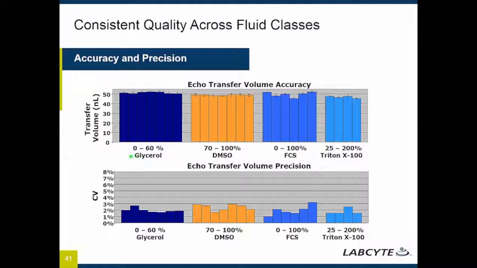So in this case, each point between 0 and 60% glycerol is tested looking at a 50 nanoliter transfer, DMSO at different hydration levels, protein and fetal calf serum solutions, as well as surfactants looking at Triton X from 25 to 200%. Each of the transfer volumes are very close to 50 nanoliters, which demonstrates the high accuracy of the Echo transfer. The bottom table here is describing the percent CVs seen for those same solutions, glycerol, DMSO, fetal calf serum, and Triton 100X, and typically, with the exception of one column there, we're below 3% CVs, which is quite good.